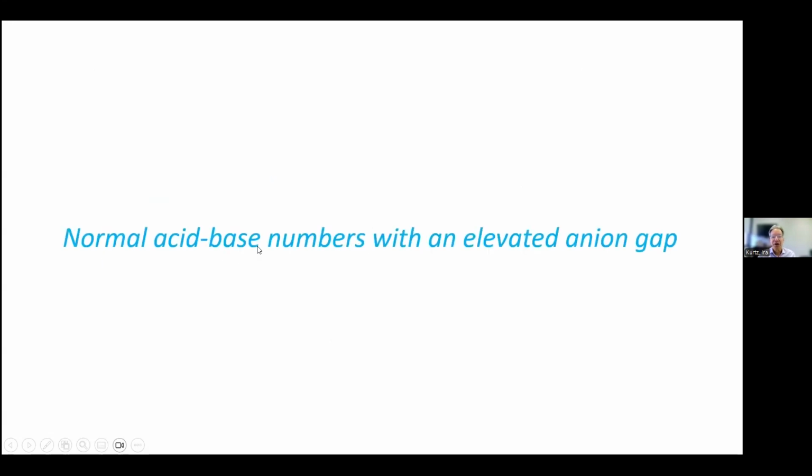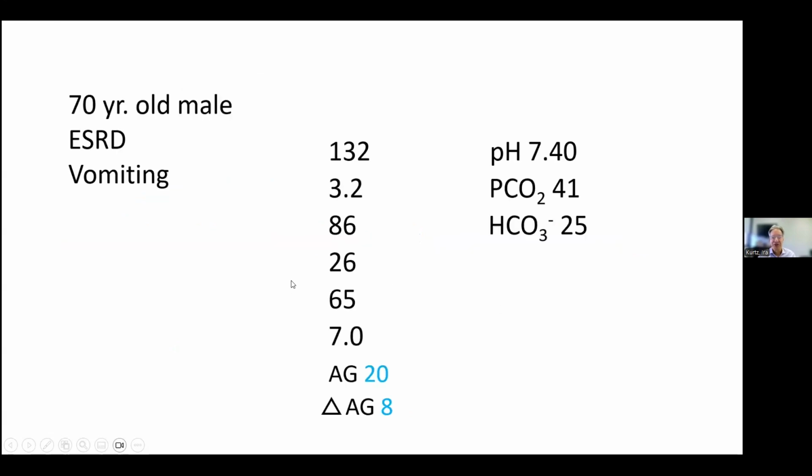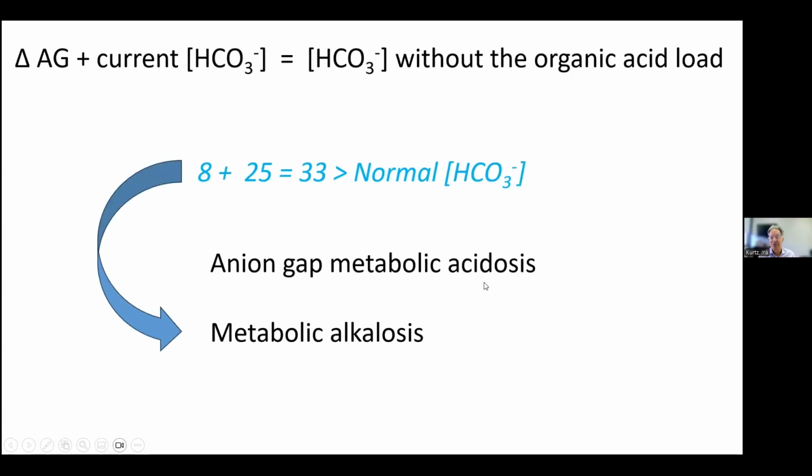Now, what about normal numbers with an elevated anion gap? That's another clue that you have a mixed disorder. So here we have a patient with ESRD who's been vomiting and the anion gap is up 8. We look at these numbers and you'd say everything looks normal. And unless you look for other clues, you're going to miss that this could be a mixed acid-base disorder.